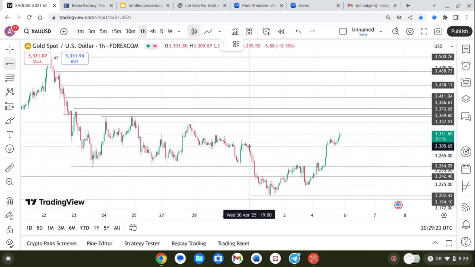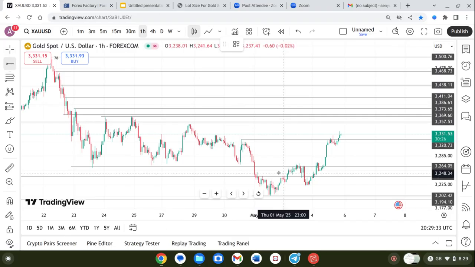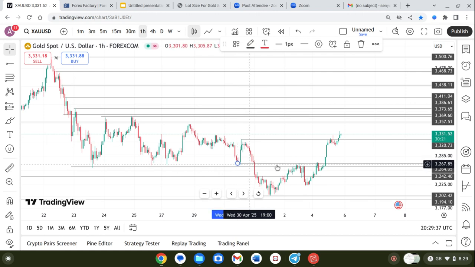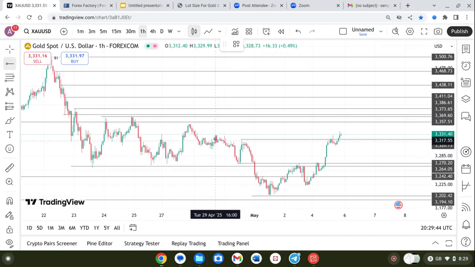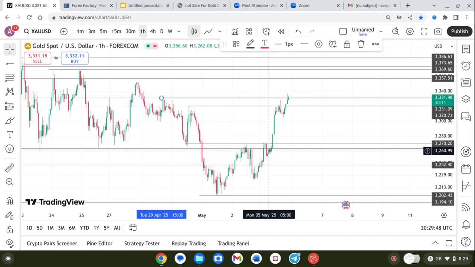So on the 1-hour time frame, you could see this was a high on Wednesday. So we mark that out. We have another. This was a low, a recent low. Then this is also a high at some point.